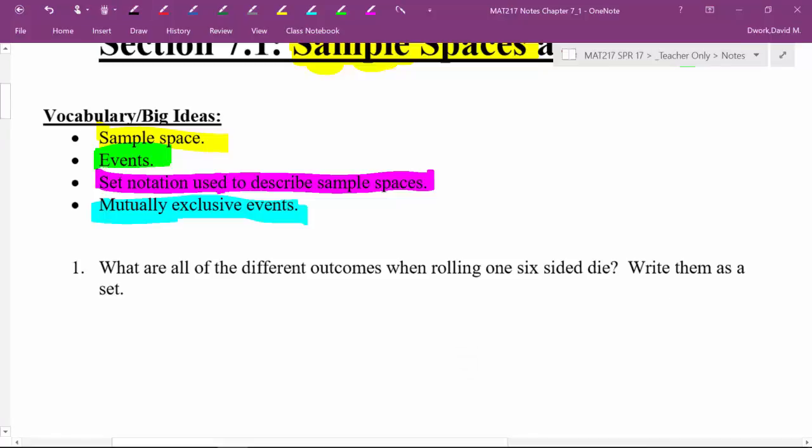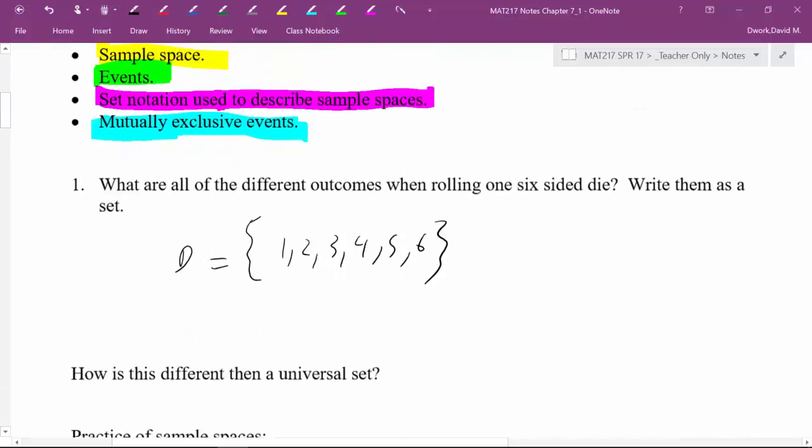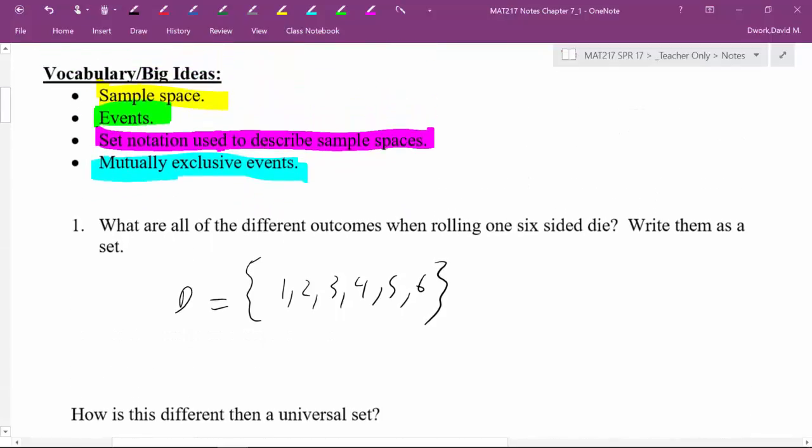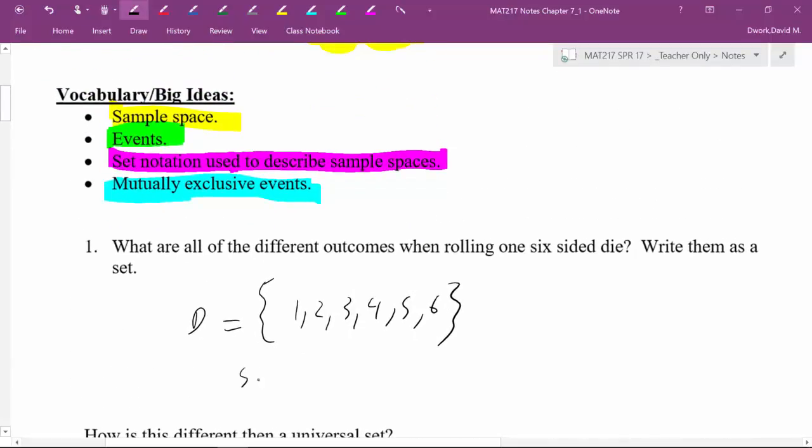You guys remember? Okay, well, if we have a set, we're going to have a little brace. And I say, what are all the different outcomes of rolling a six-sided die? Well, it's 1, 2, 3, 4, 5, 6. Those are my outcomes because I could either get a 1, a 2, a 3, a 4, a 5, or a 6. Right? And if you wanted to give it a name, you could. You maybe call it like D equals or something like that. And there you go. That's done. By the way, this is called a sample space.